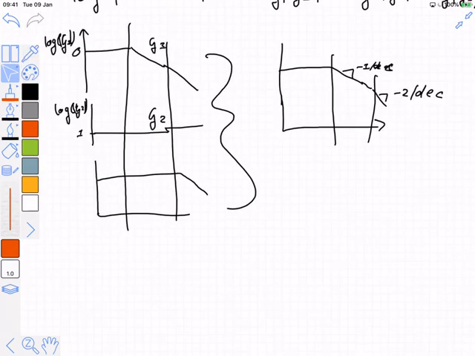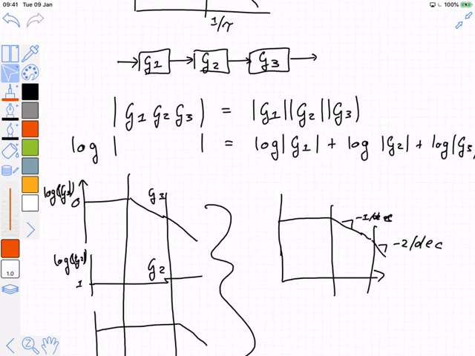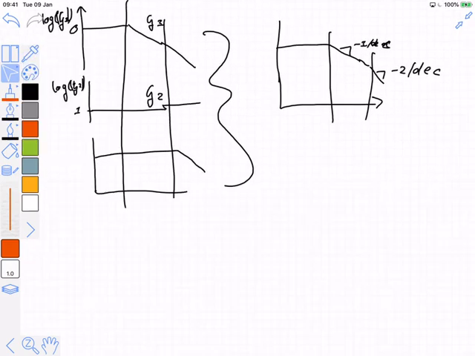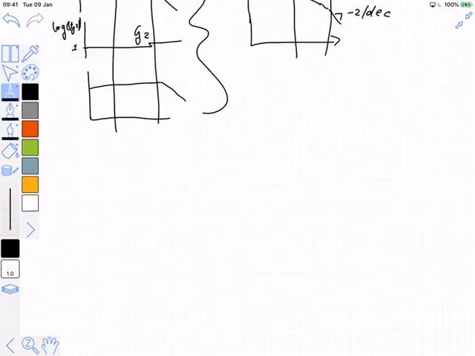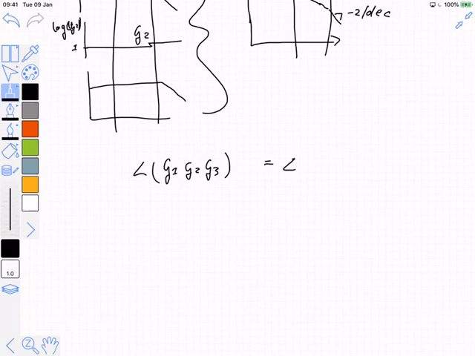Now, thankfully, a similar thing holds for the phase angle. So it is true that the angle of a product is equal to the angle of each one of those things added together. I'm writing all of this down because this is super important. Knowing that these relations hold is incredibly important.